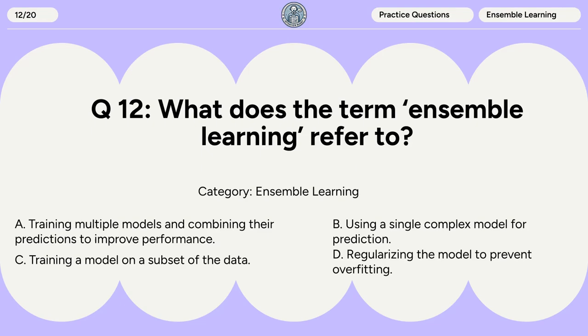Question 12. What does the term ensemble learning refer to? A. Training multiple models and combining their predictions to improve performance. B. Using a single complex model for prediction. C. Training a model on a subset of the data. D. Regularizing the model to prevent overfitting.